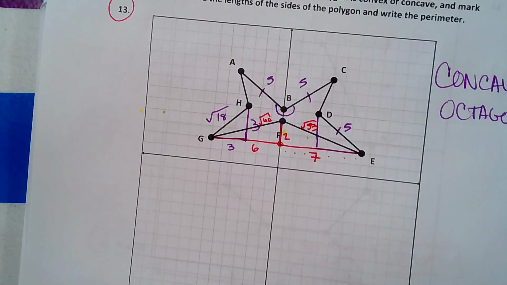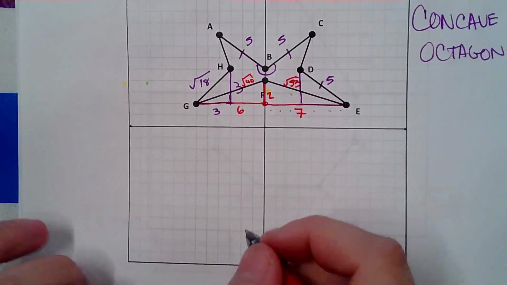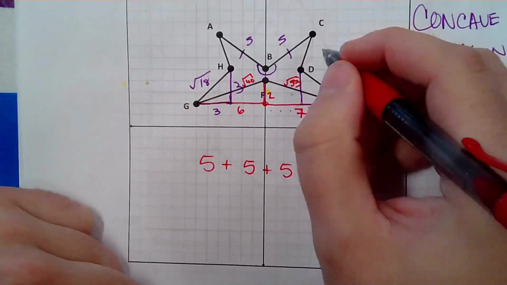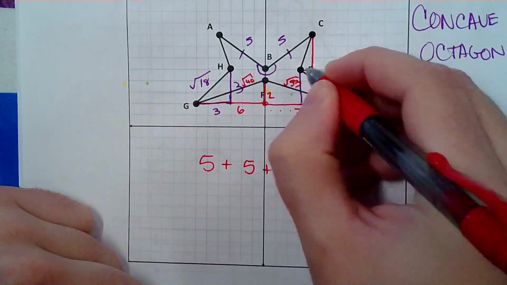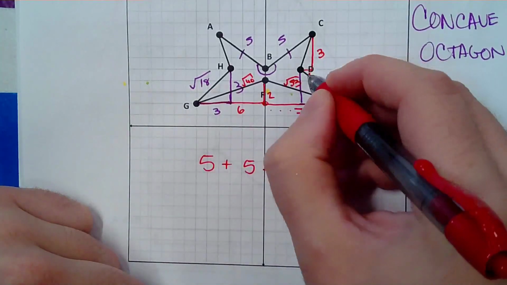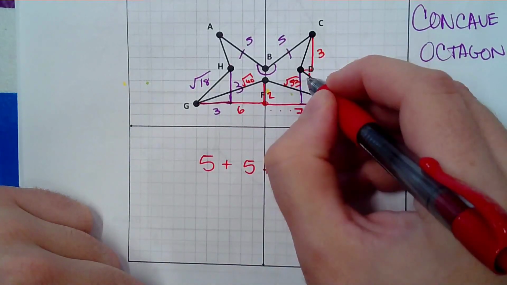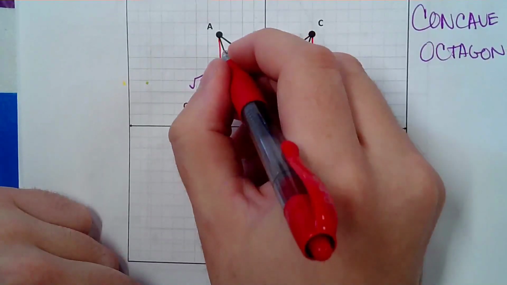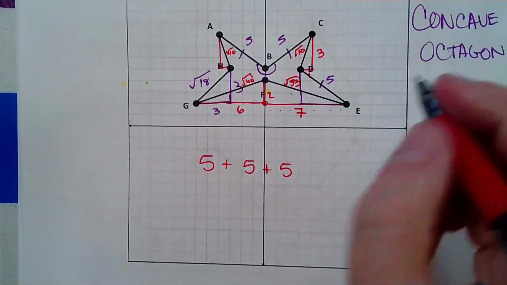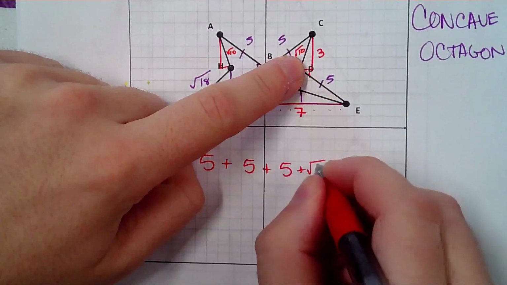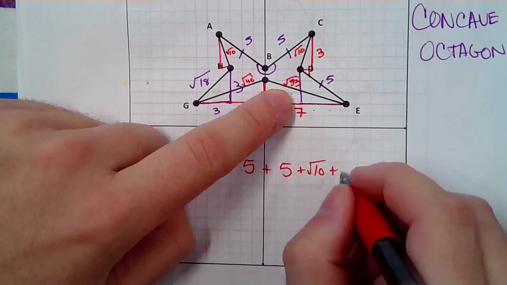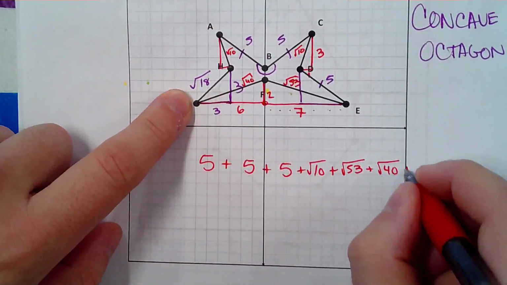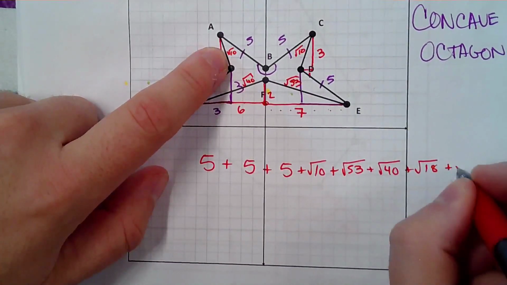Now we have all our sides. We have 5. I'll do it here. 5 plus 5 plus 5. Oh, we don't have all our sides. We're missing some. Check out this guy. 3 by 1, yeah? What's 3 squared? What's 1 squared? Add them up. Root 10. Again, 3, 1, so that's root 10 here as well. So we have 5 plus 5 plus 5 plus the root 10 I missed, plus 7 down, plus root 53 down here, plus root 40, plus root 18, plus root 10.